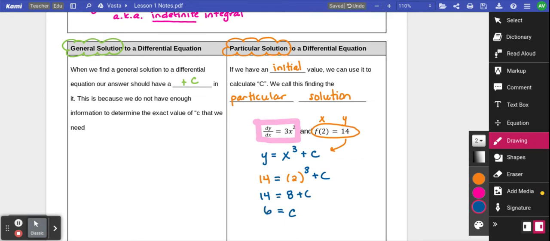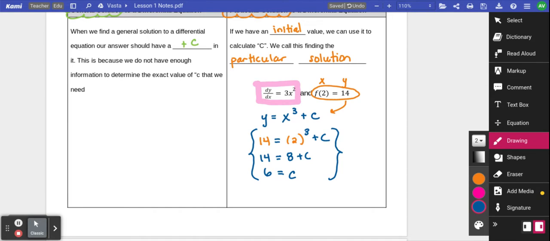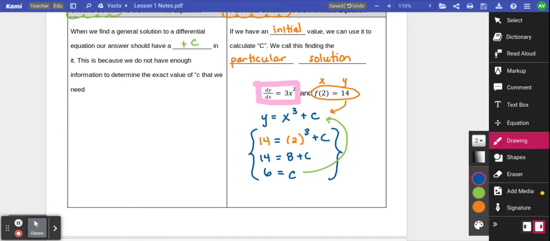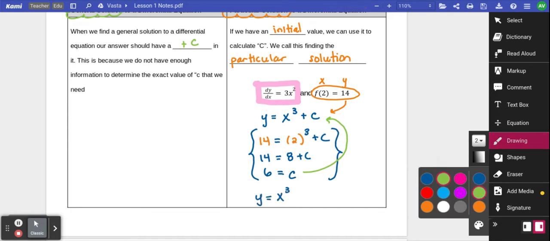I like to think about these steps as almost like taking a detour to take a second to find c before we go back and actually write our final answer. Because we know now that c should be 6, our final answer is going to include that information. So our final answer here would be y equals x cubed, and then instead of c, because we found that c should be 6, we're going to put plus 6.